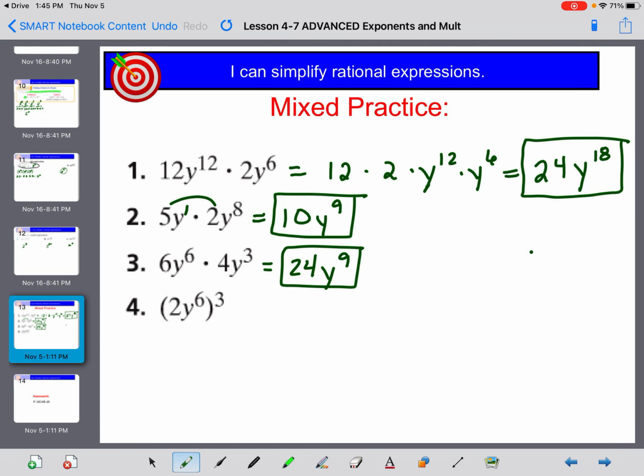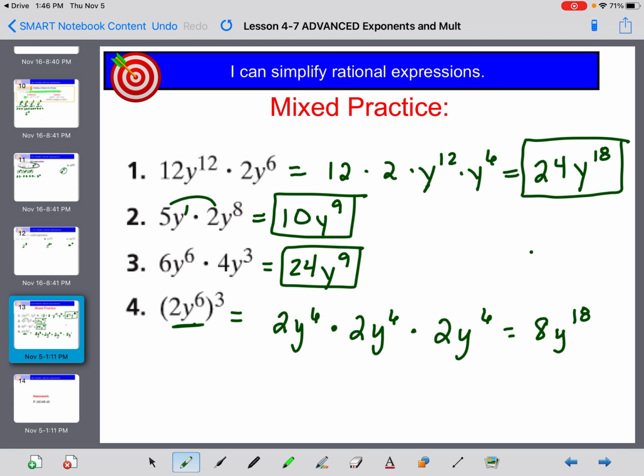Now this last one, number 4. This one is a little more involved because I have 2 numbers in there, don't I? So let's write this out. 2y to the 6th times 2y to the 6th times 2y to the 6th. So 2 times 2 times 2 is 8. And then I have y to the 18th. Some of you might have seen that 2 to the 3rd and y to the 6th to the 3rd is the same thing.